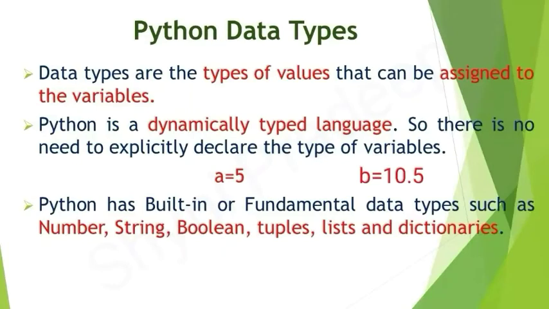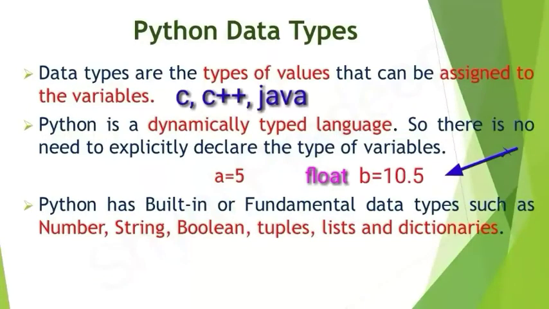B is equal to 10.5. See here, which type of data does this value belong to? This is a floating point number. So you have to write the data type name as float. If you are writing int b is equal to 10.5, you will get an error message, because that is wrong.